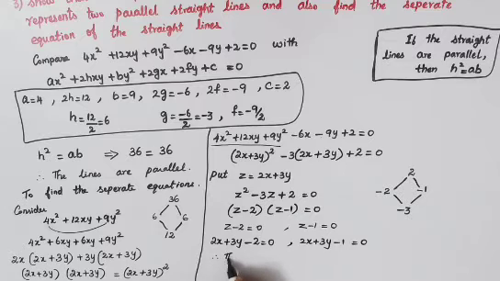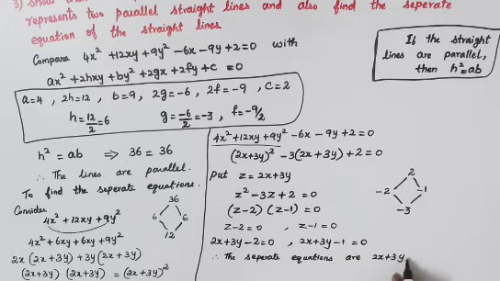Therefore, the separate equations are 2x plus 3y minus 2 is equal to 0 and 2x plus 3y minus 1 is equal to 0. So this is the answer for your third question.